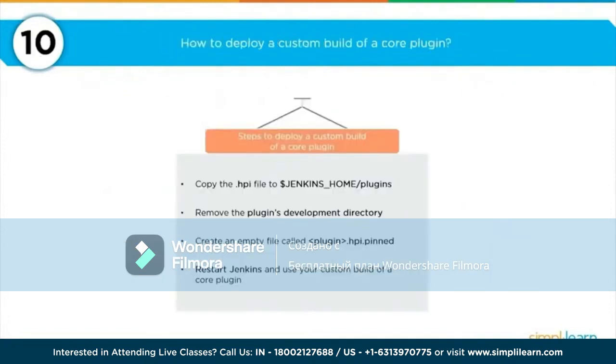You're going to be asked how to deploy a custom build of a core plugin within Jenkins. Essentially, the steps you want to go through are, first of all, copying the .hpi plugin file into the Jenkins home plugins subdirectory. You want to remove the plugin's development directory if there is one. You want to create an empty file called plugin.hpi.pinned. And once you've completed these 3 steps, restart Jenkins and your custom build plugin should be available.